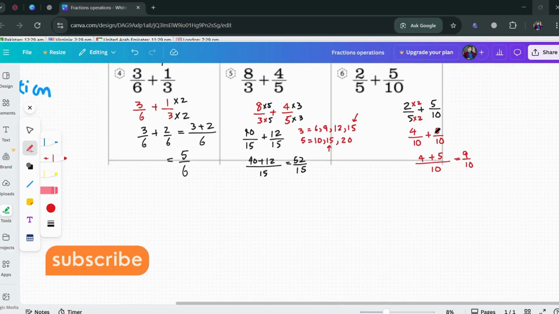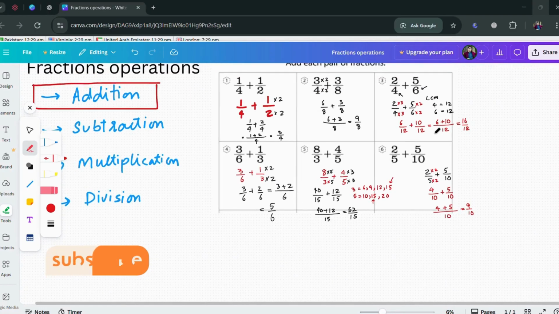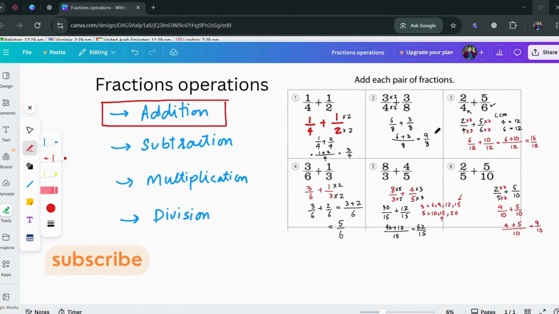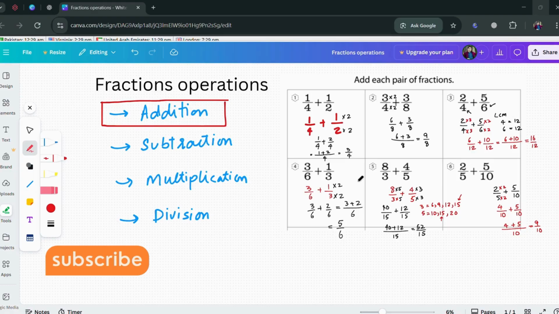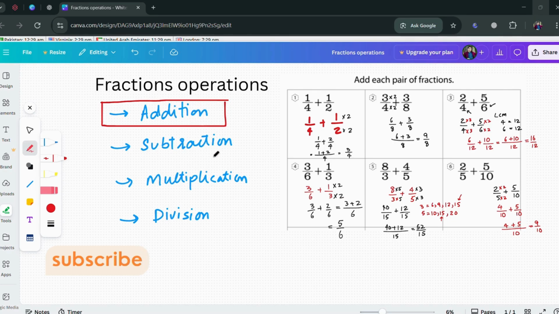So this is all about adding fractions. I hope you understood that lesson very well. So these are all the questions. You can even pause it over here and look at all those questions one by one. So I hope you understood it. So today we discussed the addition. In our next class we'll be discussing the subtraction.